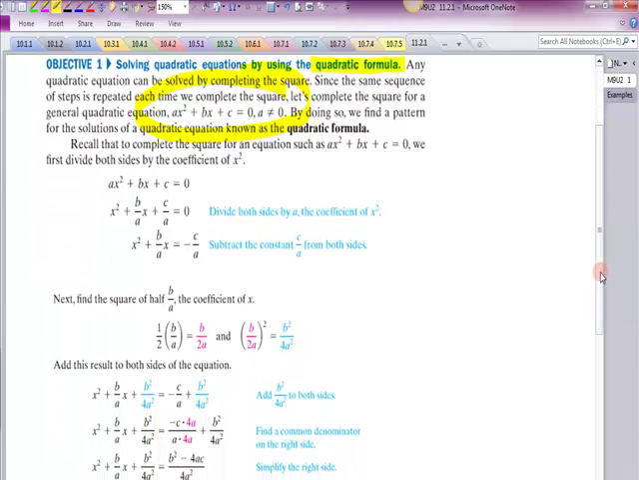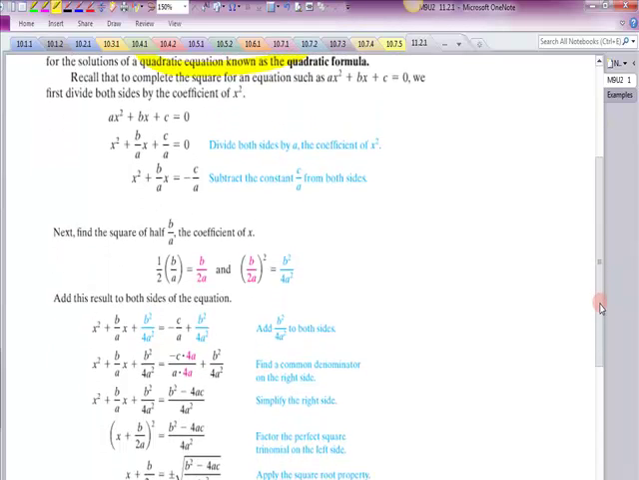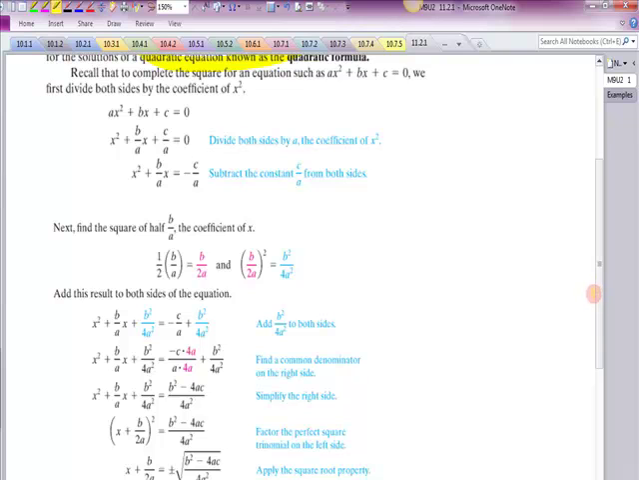Now, this can be a rather long process, so I'm not going to say every step. You'll probably see it again in college algebra. But what we do is we take this equation. We pretend that A, B, and C are numbers, and we go through the process of completing the square. We divide everything by the coefficient, so we divided by A. We move this C over A, which is the constant term, to the other side.